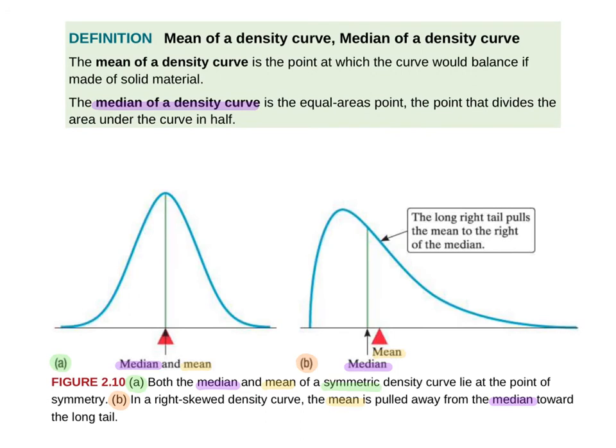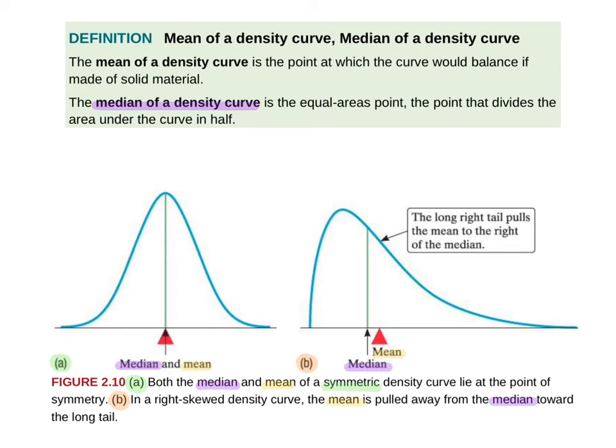And of course our other measure of center is our median. And so that is the equal areas point. That's the point that divides the area under the curve in half. So if we have a roughly symmetric curve here, the mean and median will be in the same point, right? This is balanced and it's smack dab in the middle. Area to the left and to the right are pretty much equal.